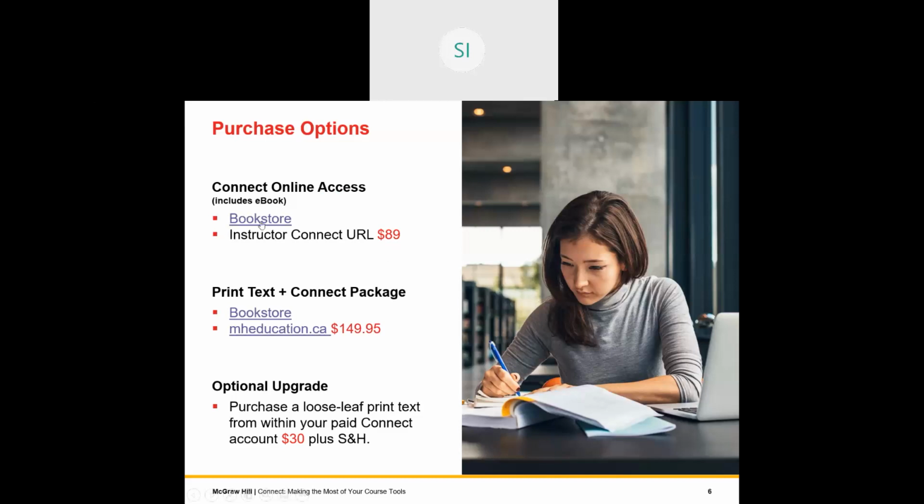If you prefer, with this, you can also purchase a loose leaf print text within your paid Connect account for $30 plus shipping and handling. So it comes out to about $120 plus shipping and handling. Or if you want an actual text, you can buy a print text and Connect for $149.95. So that's up to you. A lot of students find the 89 works really well. And then if they find during the class they do want a print text, they can just order that.